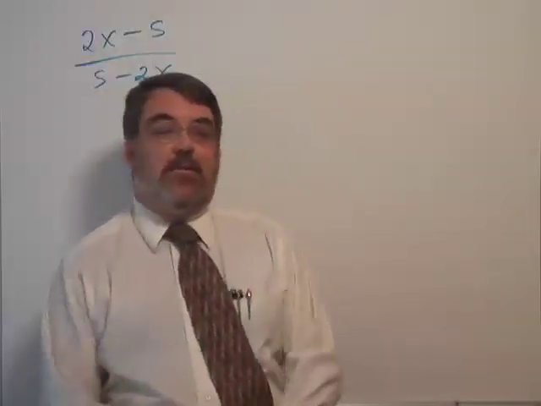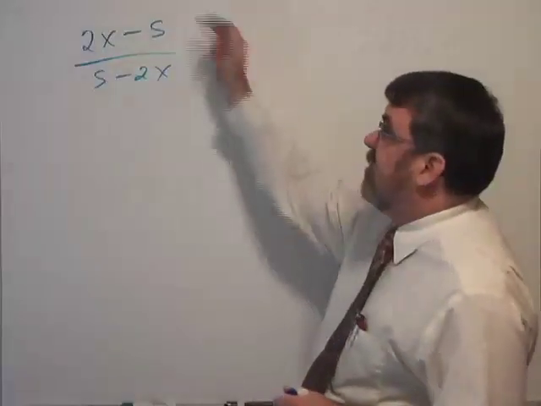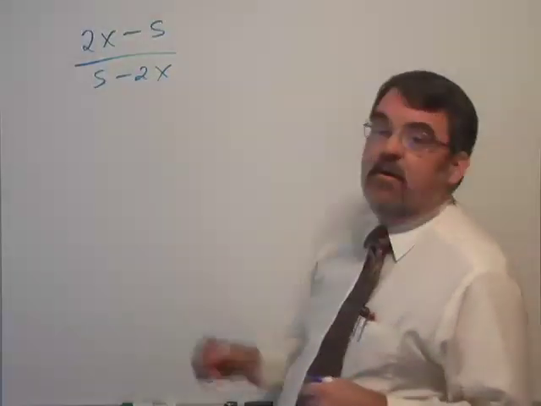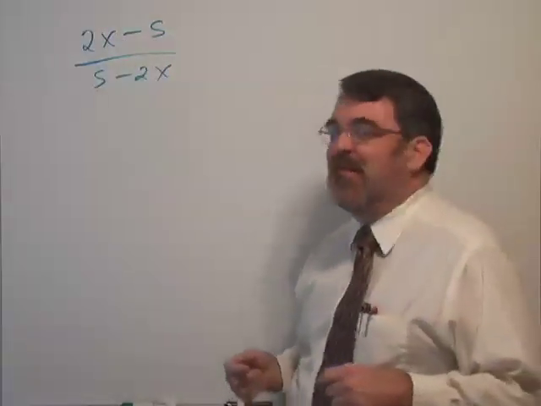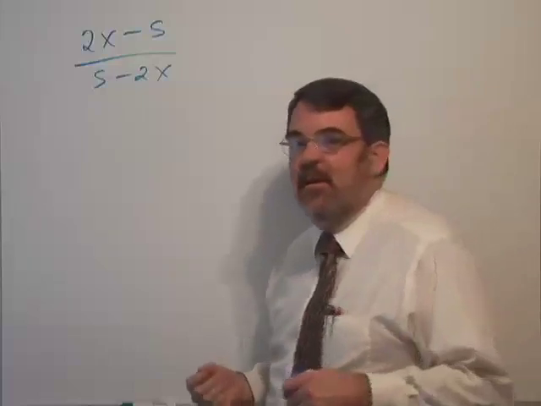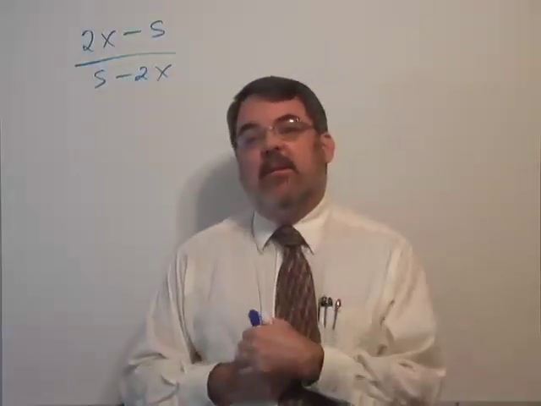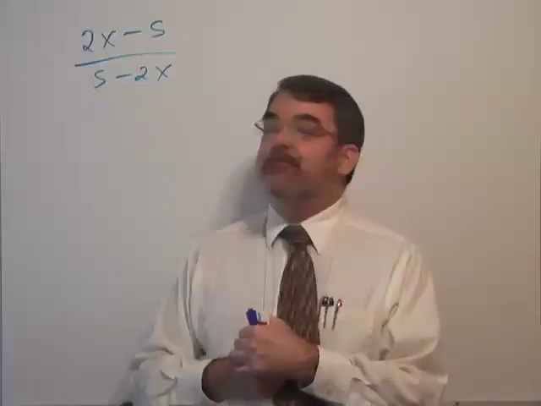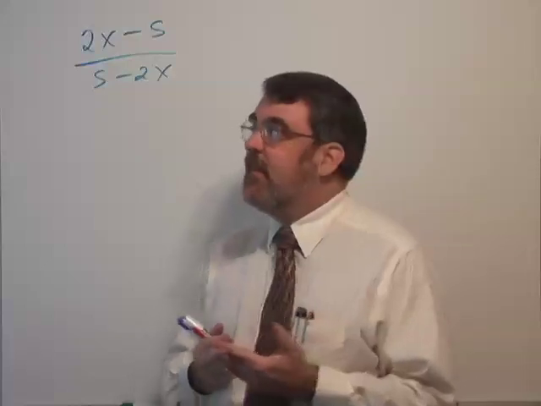On the surface, this fraction may seem as if it's fully simplified. 2x minus 5 divided by 5 minus 2x. I cannot factor a number out of 2x minus 5, nor can I out of 5 minus 2x. Or so it seems. And so it would seem like this fraction is already reduced or simplified. But this one is an exception. This type of problem is an exception.